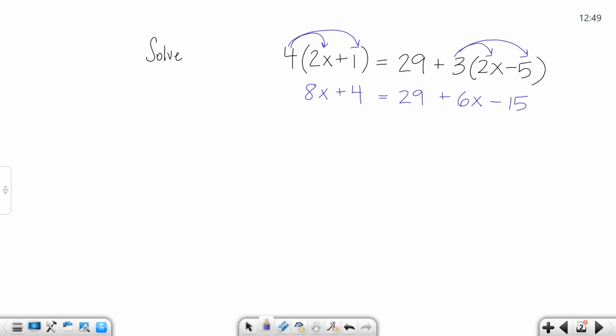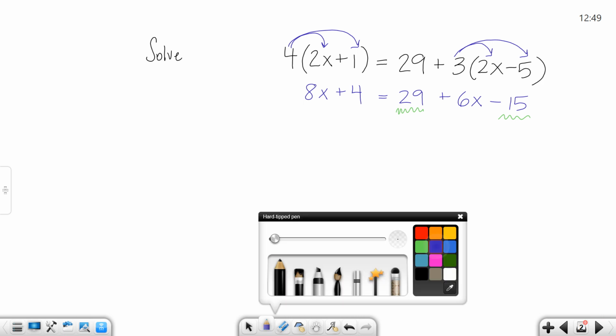Okay, the next thing that I'm going to do, I'm still on that simplify step. I'm going to combine like terms. So I have a 29 here, and I have a 15 here. 29 minus 15 is 14.